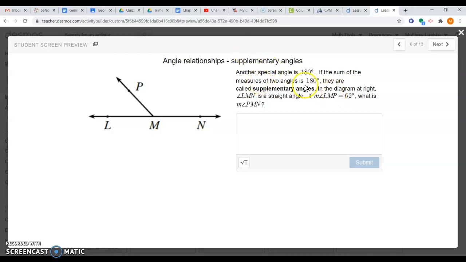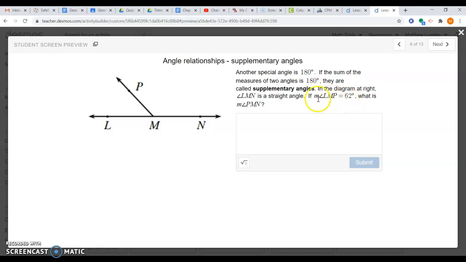Here we get another big vocab, supplementary angles. If the sum of the measure of the 2 angles is 180 or a straight line, then the angles are called supplementary. So LMP and then PMN, those 2 angles create a straight line. They create 180 degrees, so those 2 angles are supplementary.